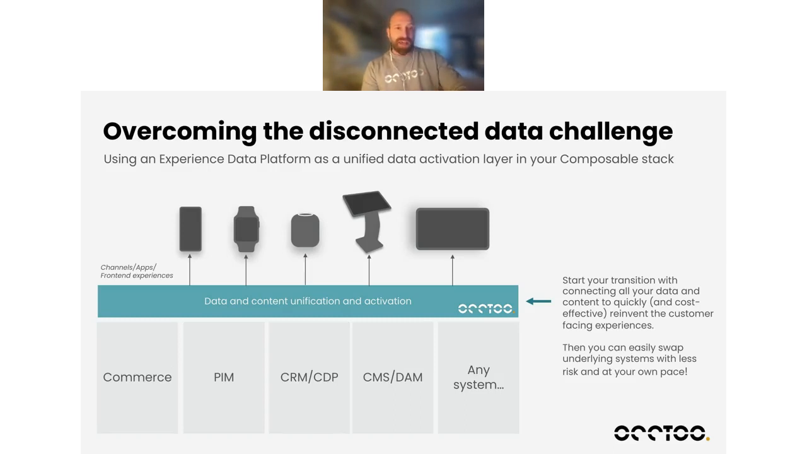So activate and unify data, and don't end up in this disconnected state with your data and have a lock-in effect in these enterprise systems. Activate the data you have. And let's continue to move forward with this.